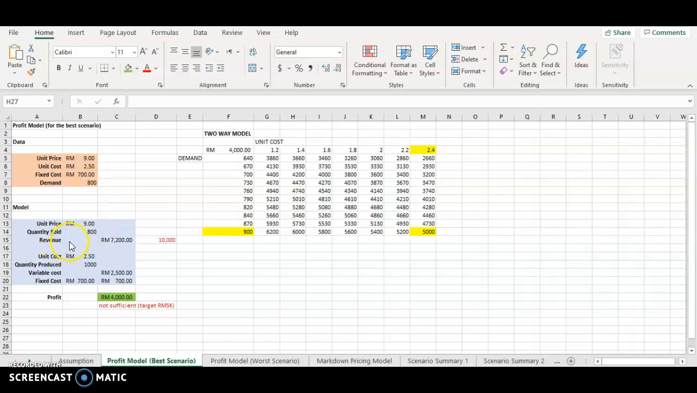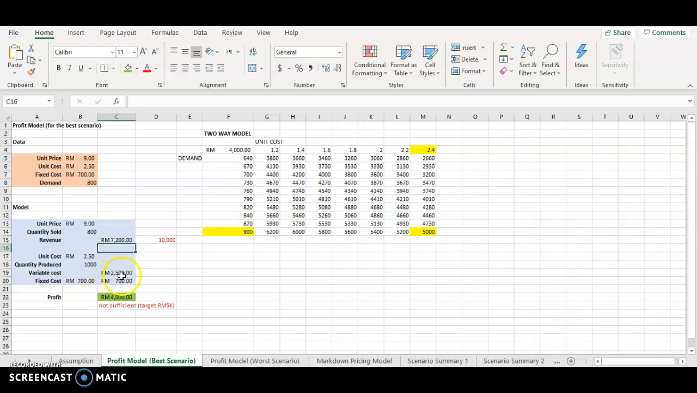As for the revenue, is where unit price times with the quantity sold, and then I got 7,200, where it's lower than 10,000 ringgit. As for the unit cost, is from the above is 2 ringgit and 50 cent. The quantity produced is 1,000, where the quantity that I've been producing on the Q-Socks.